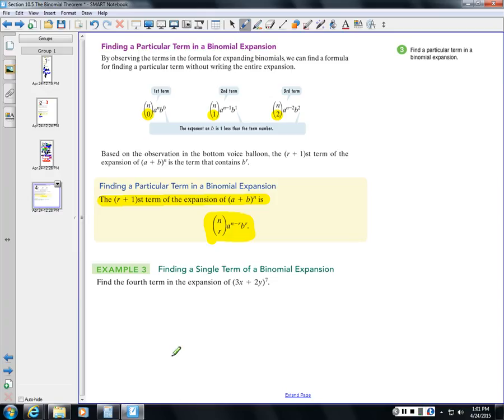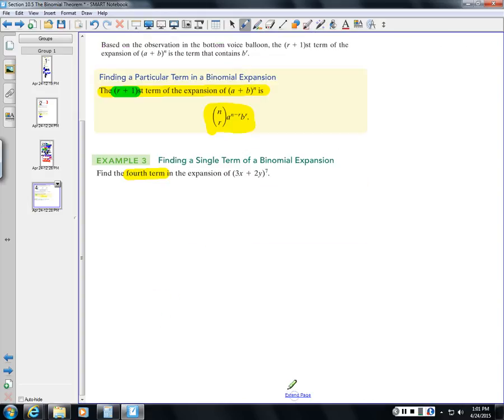But the difference here is understanding this r plus 1 term right here. So to show you what I mean, and how that's applied to this formula, on this one they want me to find the fourth term in this expansion. So the way we know how to set that up is the fourth term comes from r plus 1.